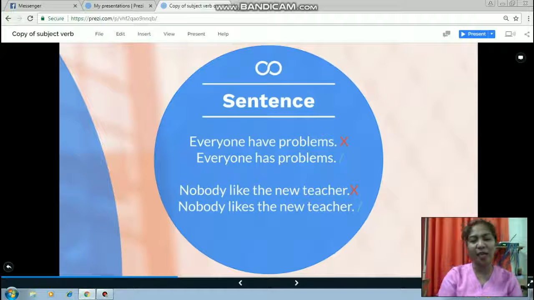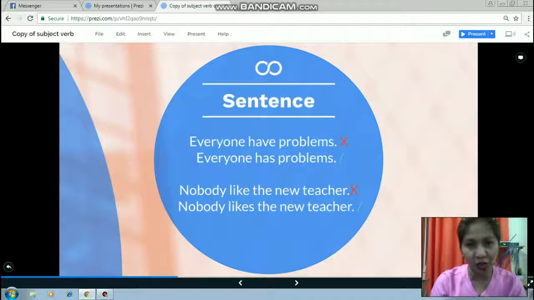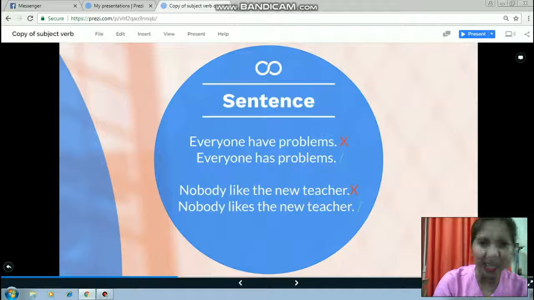In the second example, we have: nobody liked the new teacher. Nobody likes the new teacher. The correct statement here is nobody likes the new teacher. Nobody is singular. Of course, we use the verb likes, which is also singular. You may notice or you may ask why the word likes is considered singular when it has S at the end of the word.